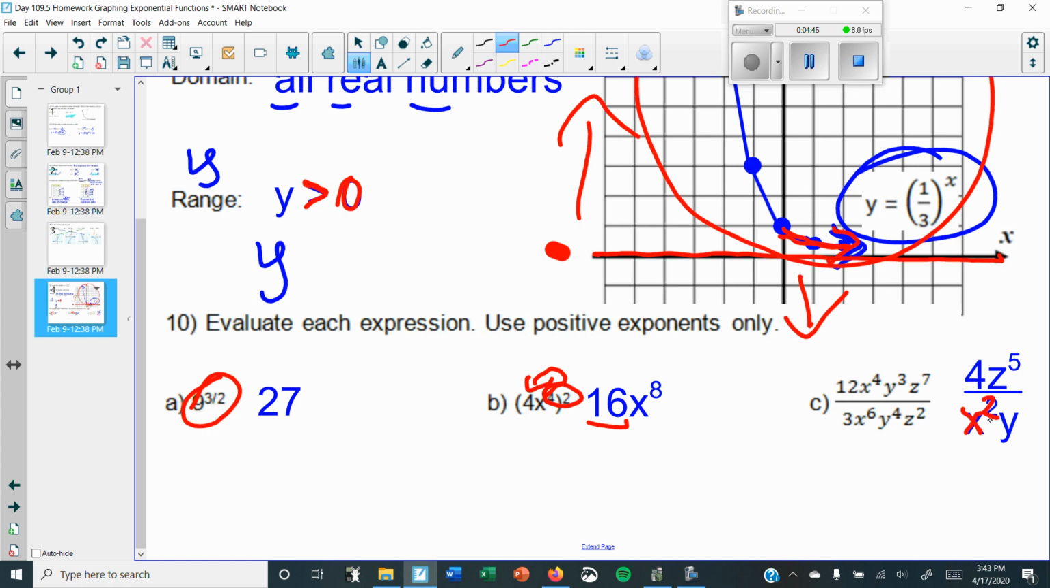Where are there more y's? Bottom. 4 minus 3 is 1, but since there's more on the bottom, keep it on the bottom. And where are there more z's on top? 7 minus 2 is 5, and since there's more on top, keep it on top.